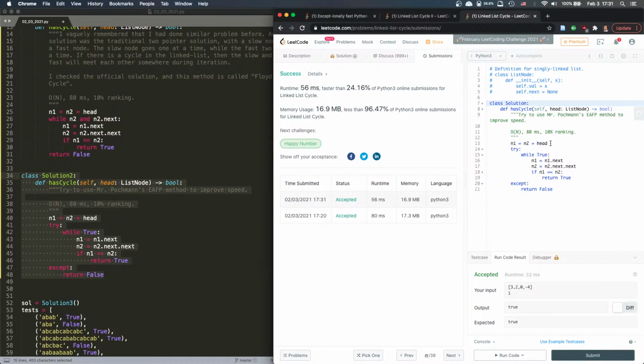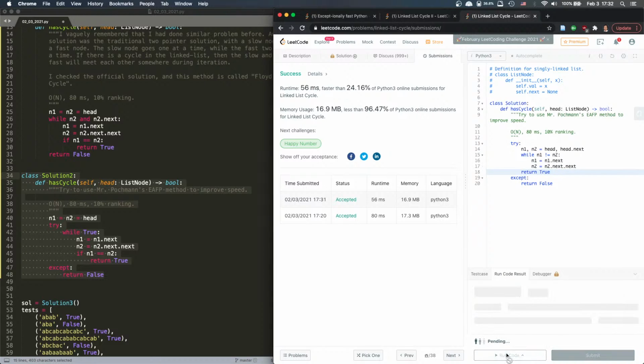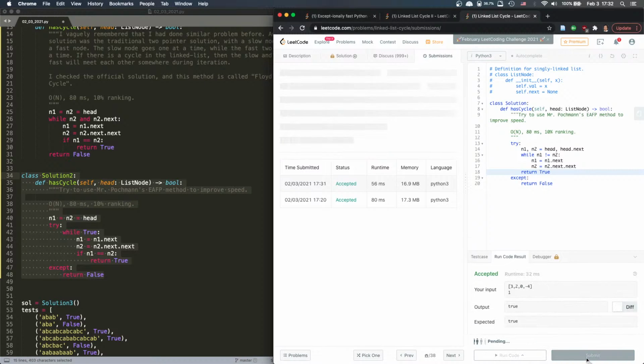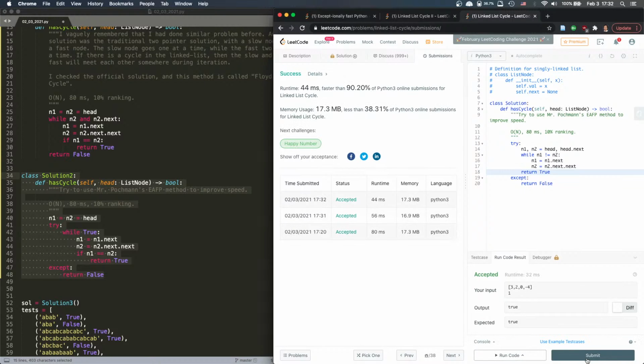Okay, I want to do his method, the ultimate method. We're going to try n1, n2 equals head, head.next. While n1 is not equal to n2, I'm going to do this, and then I'm going to return true. Let's run it first. Make sure this one is still correct. Yeah. And we submit it again. Oh wow, 44 milliseconds. It does work. Holy moly, he's good.